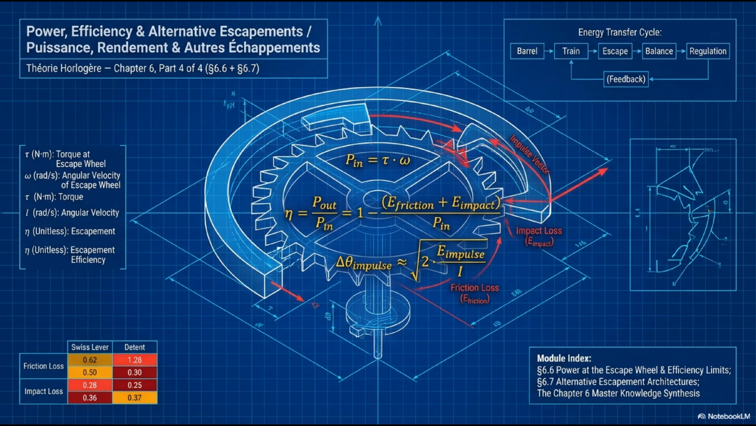We'll unpack this in detail. The Swiss lever wastes more in friction, the detent has different loss characteristics, but both are dramatically less efficient than you might expect from a precision instrument. Part 4 addresses the energy economy of this system with precise numbers. What fraction of mainspring energy actually reaches the balance wheel? What are the loss mechanisms and can they be reduced? And how do alternative escapement types compare? These are engineering questions with quantitative answers, and the numbers are both impressive and humbling. Let's start with the energy chain.